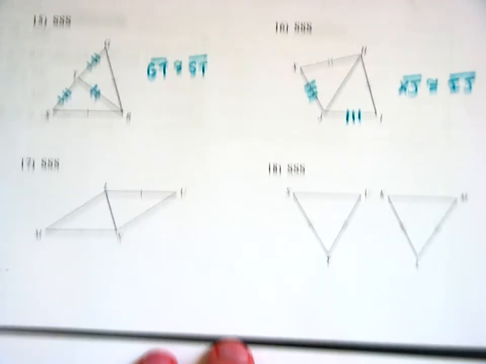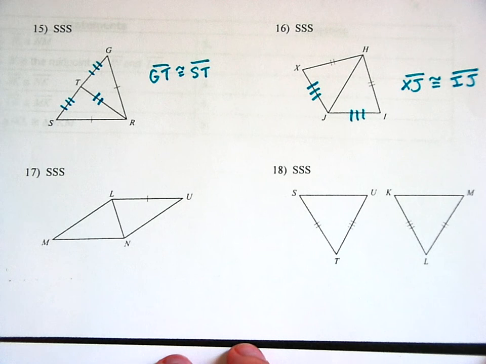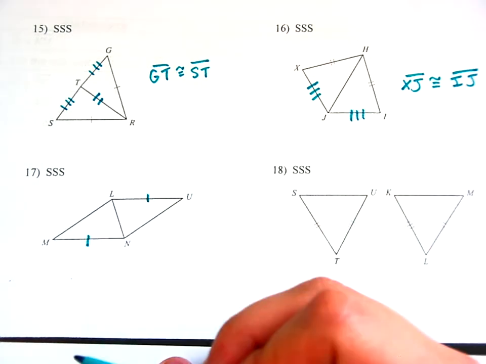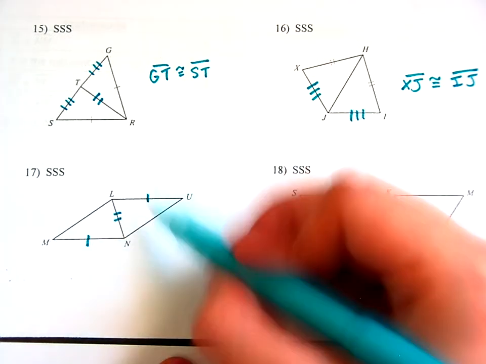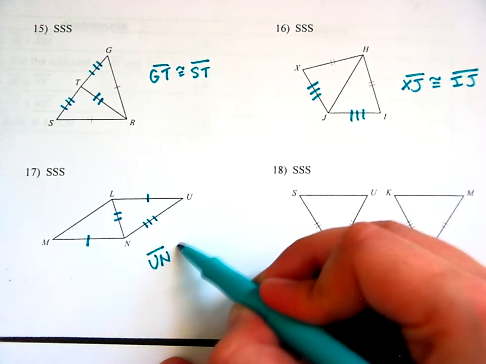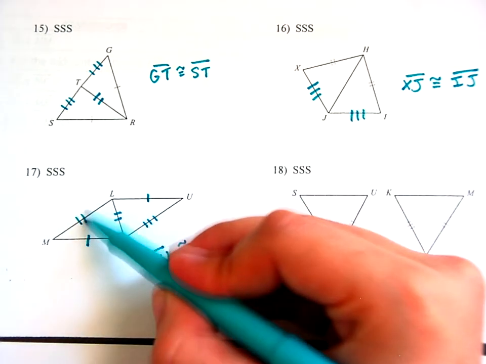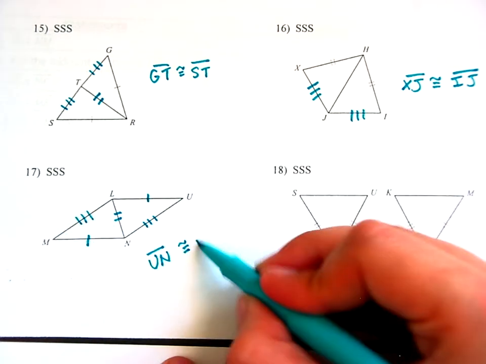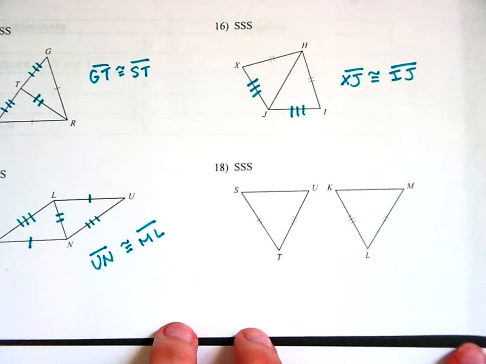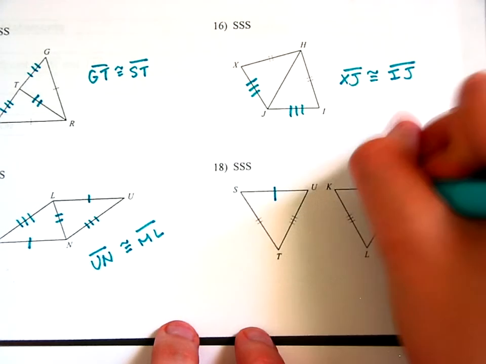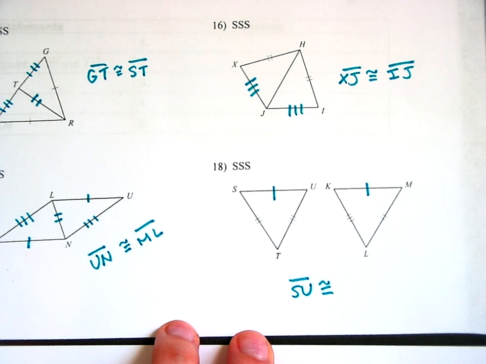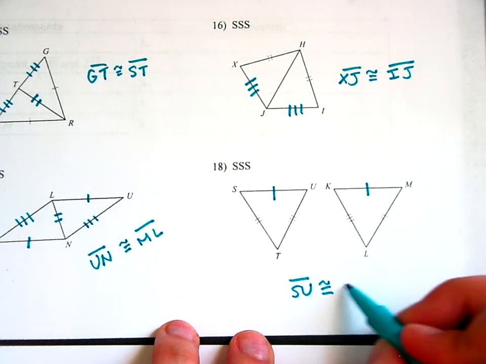All right, and then last two before we try a proof. We've got, it's hard to see, but these two sides right here, the one they share. So then the one we're missing is UN. Needs to be congruent to ML. All right, and then last one, the side that's not labeled yet, SU needs to be congruent to MK.